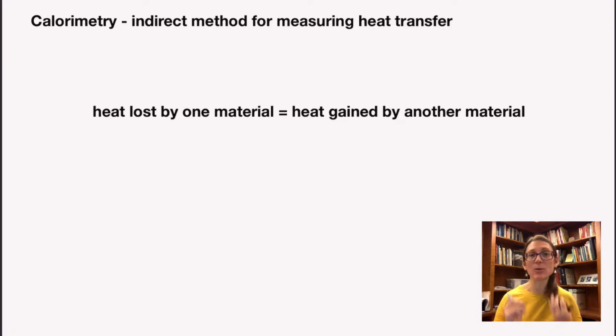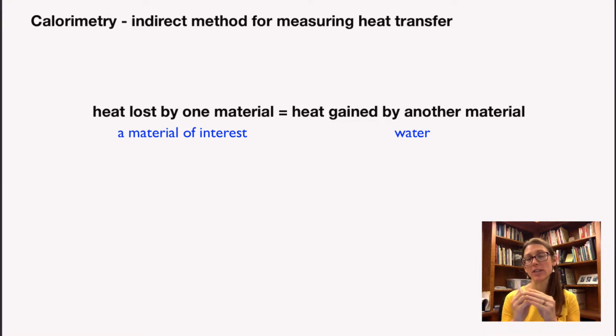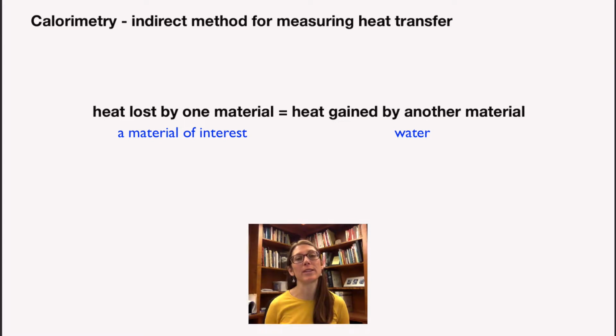And so what calorimetry is going to do is allow us to easily measure the heat that's gained or lost by one material, usually a cup full of water. And if we know how much heat was gained or lost by the water, we can use that to figure out how much heat was gained or lost by the material. This is simply a statement of the law of conservation of energy. This idea that energy is neither created nor destroyed, so if something loses energy, something else has to gain it.